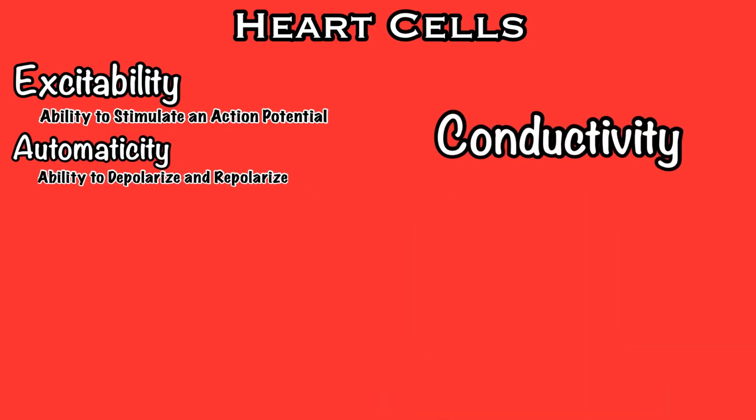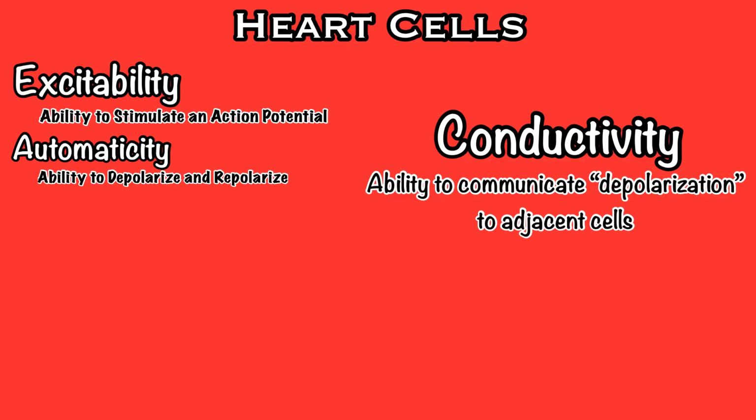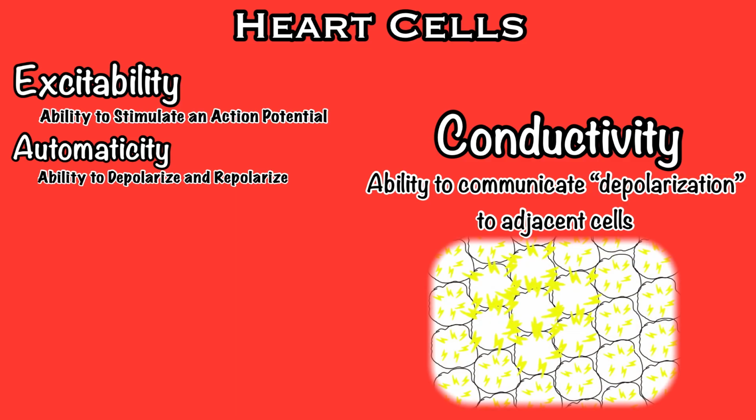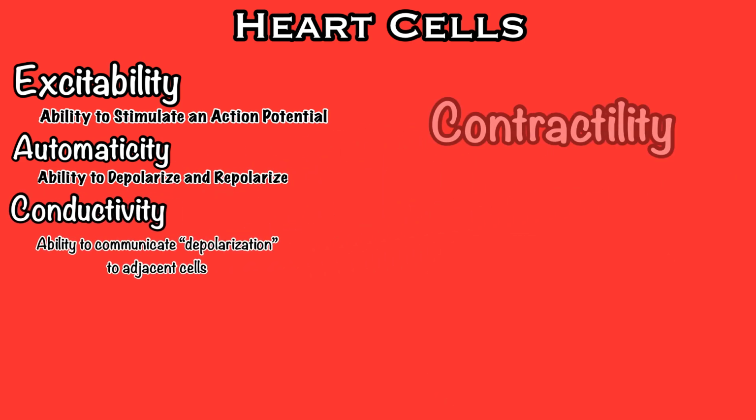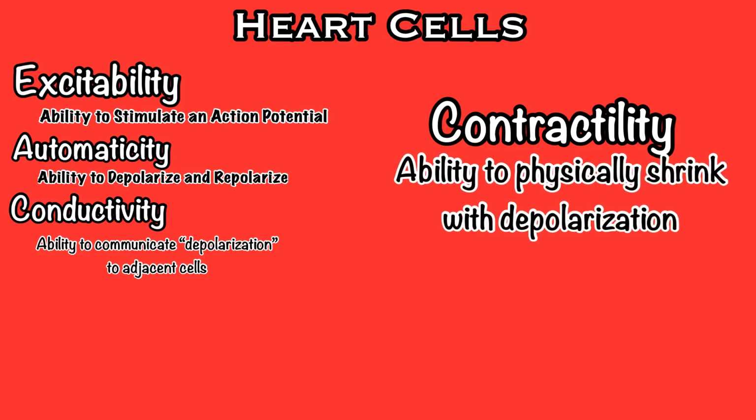This basically means communication. When one cell depolarizes, it communicates, or conducts, that message to every cell adjacent to it. The cells that receive that message then depolarize, conducting to every adjacent cell, so on and so forth until every cell in the chamber has depolarized. This conduction happens so quickly that basically every cell in the chamber depolarizes at the same time, bringing us to our final ability, contractility.